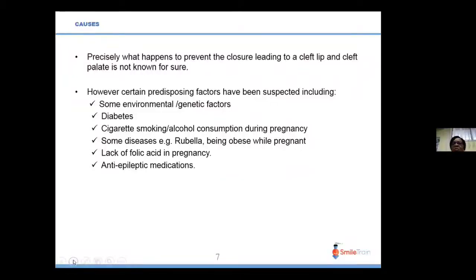Rubella causes a lot of deformities, even some heart conditions. There are certain patients that end up with heart conditions when the mother suffers from rubella. Lack of folic acid in pregnancy, anti-epileptic drugs, some drugs that patients will take during pregnancy.